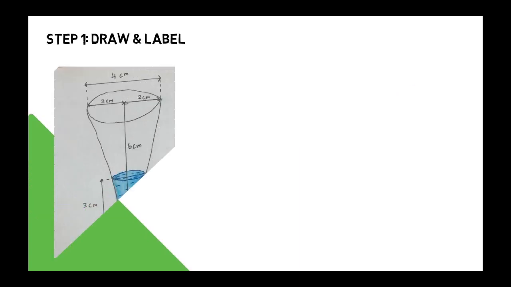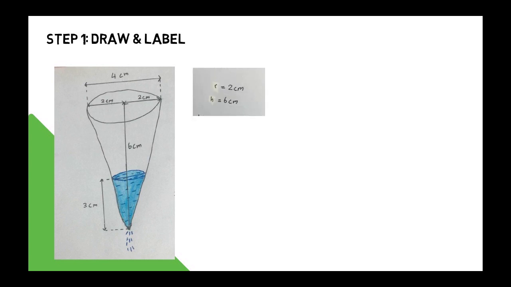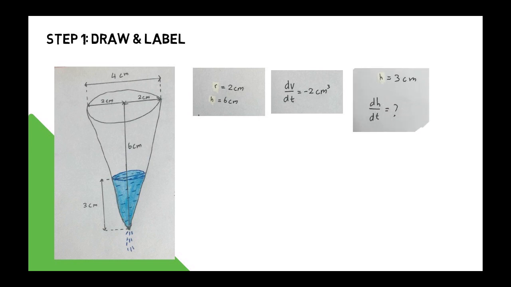Now step 1, we need to draw and label. From the drawing, we know the radius is 2 cm and the height of the cone is 6 cm. The water level decreases at 2 cm cubed per second, which is our dV over dt. The height of the water is 3 cm and we are looking for dh over dt.